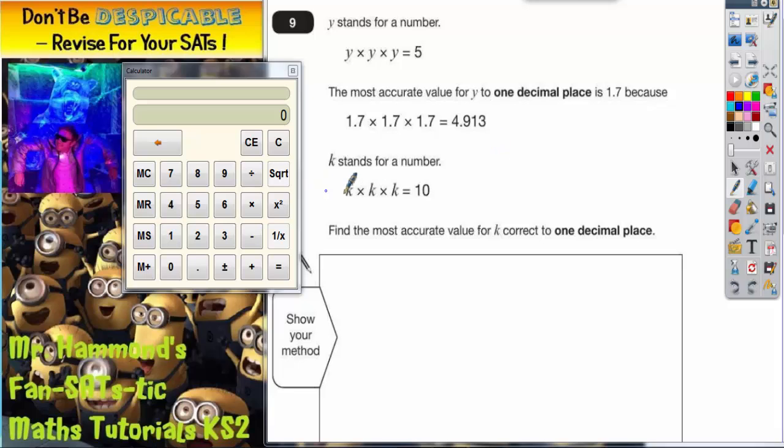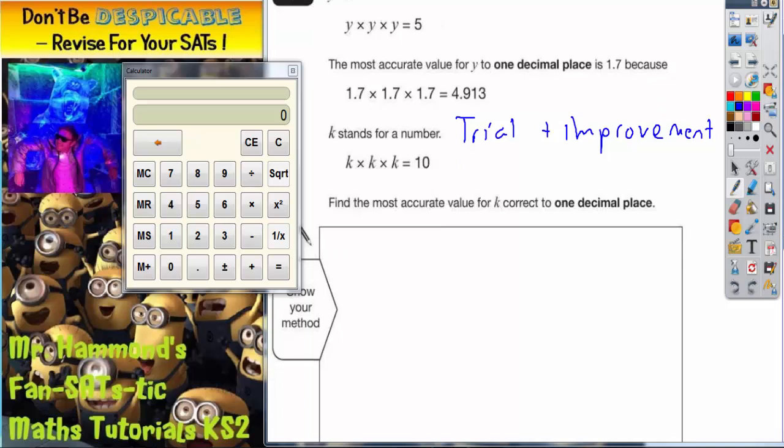It then says k stands for a number and k times k equals 10. Find the most accurate value for k correct to one decimal place. Well, the method we're going to use for this is called trial and improvement. Basically it means trying different answers, seeing what answer you come out to, and depending on how far away it is from 10, improving your next trial.